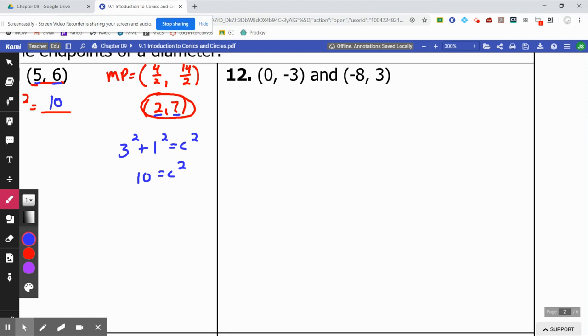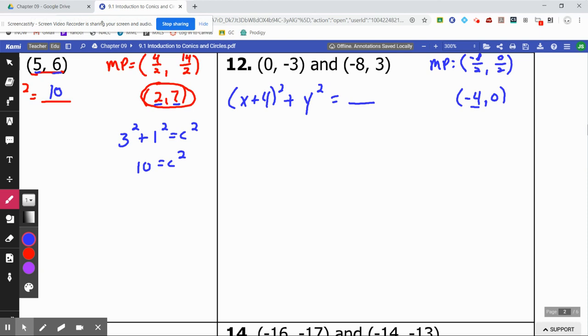Next up, this is the endpoints of the diameter. So to find the center of our circle, we're going to find our midpoint. To find our midpoint, we add our x's and divide by 2, and then we add our y's and divide by 2. That'd be a -4 and a 0. So our circle got moved left 4, that'd be an x plus 4. And our circle didn't get moved up or down any, so that leaves that at that. And we need a radius now.